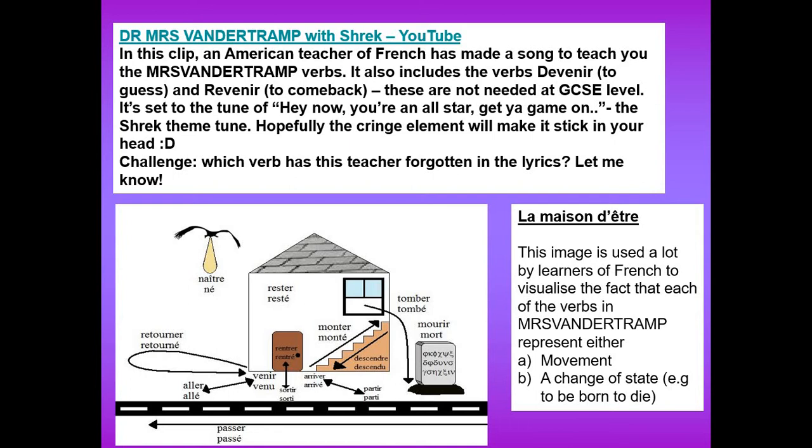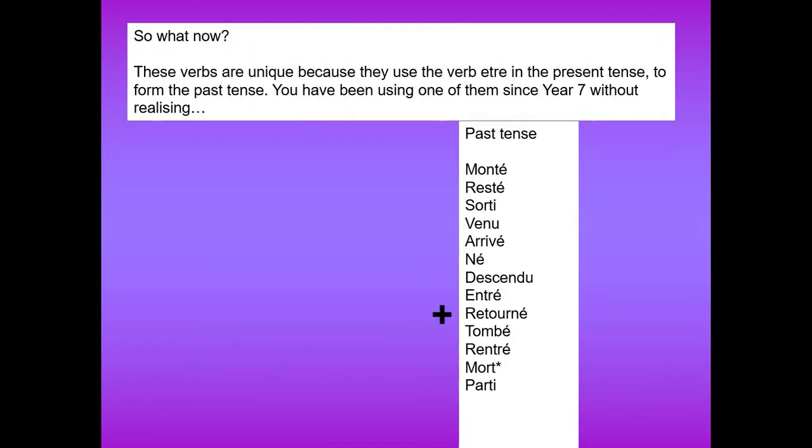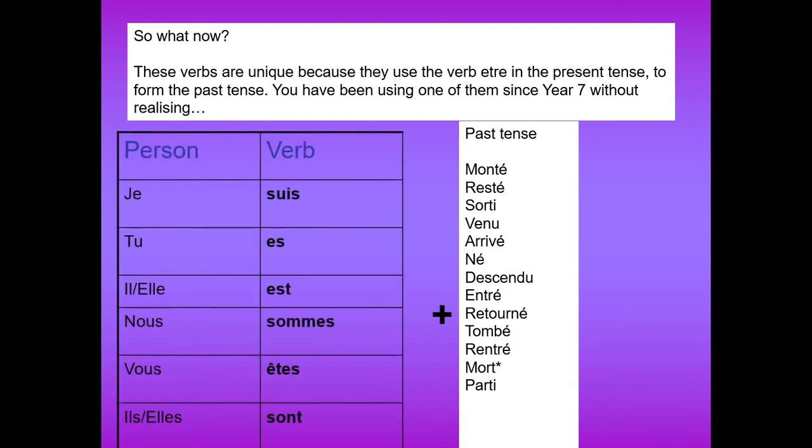Well, because they use the word être in the past tense instead of avoir, which means they are unique. So, you've actually been using one of these since year 7 without realising, and I'll explain that to you in a second. What you see in front of you, this table, you'll need a copy of in your book. It's the verb être in the present tense. Je suis, tu es, il ou elle est, nous sommes, vous êtes, ils ou elles sont.